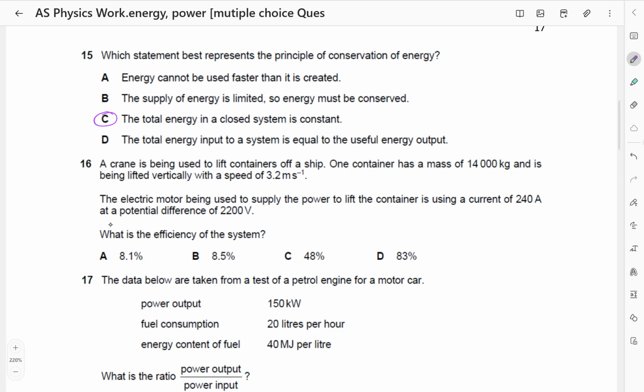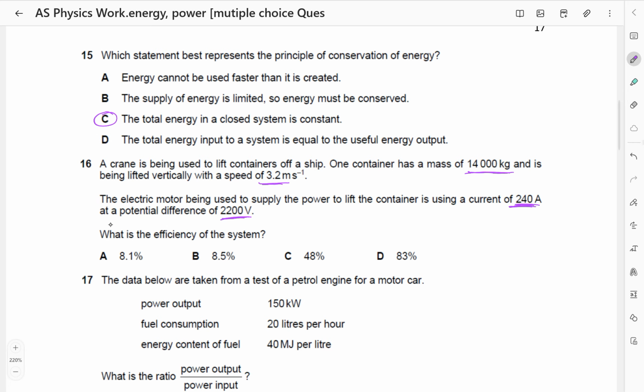A crane is being used to lift containers off a ship. One container has a mass of 14,000 kilograms and is being lifted vertically with a speed of 3.2 meters per second. The electric motor being used to supply the power to lift the container is using a current of 240 and a PD of 2200 volts. So that means this is the energy input. This will give us the power input. And these quantities up here will give us the power output.